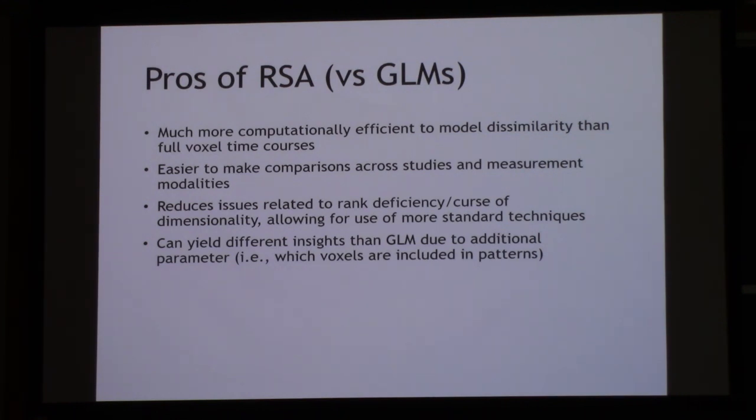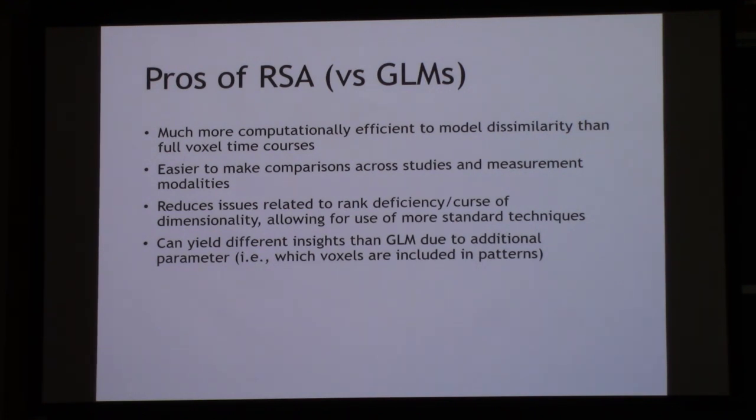It can yield some different insights from the GLM because of this additional parameter of which voxels you include in a particular searchlight or region. If you happen to combine, say, region A with region B, you might get a very different idea of the neural pattern similarity than if you combine region A with region C, even though they might all be adjacent to each other.